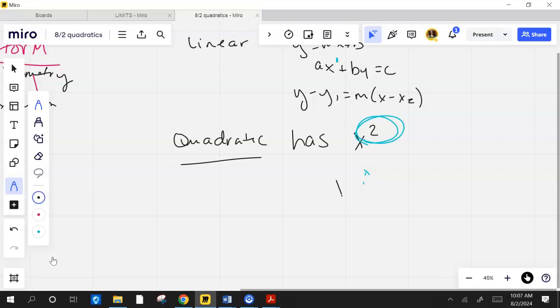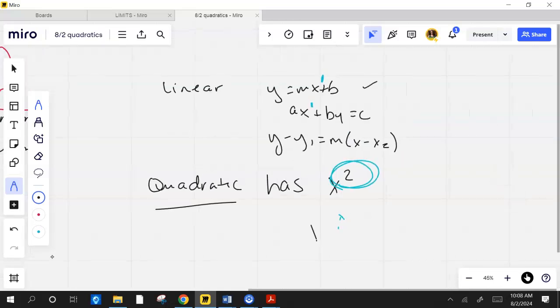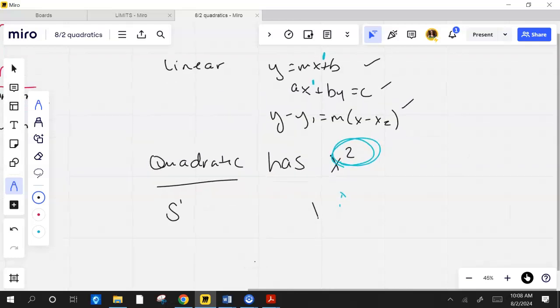So this equation in standard form, and that's what we're really going to focus on today is standard form. Notice all these different ways I can write the equation of a line. Quadratics are the same. I've got all these different ways that I can write the equation, but today we're going to focus on standard form. So what standard form looks like is ax squared. Now, a is a coefficient, right? It's a number in front.